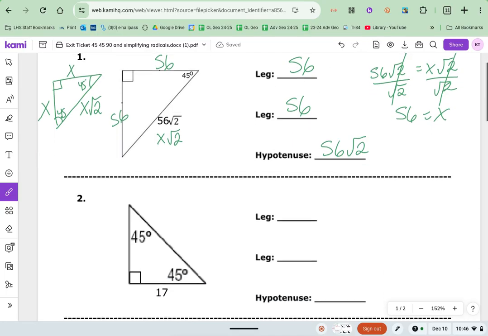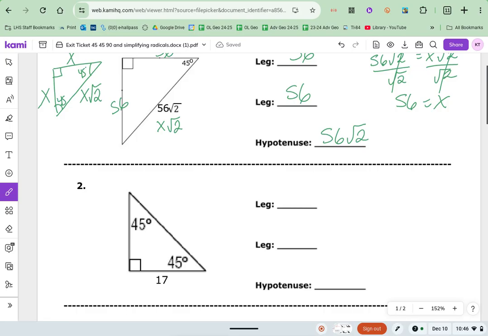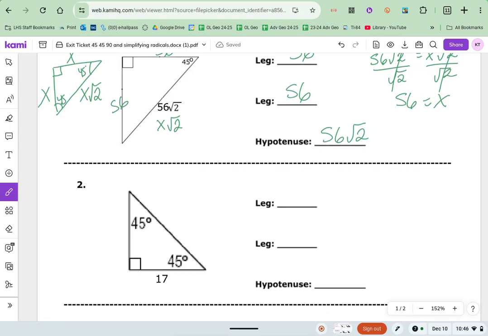All right, so here's another example on number 2. This one we're given a leg. Our leg is always our x. So the other leg is also going to be 17 because the legs are always the same. And then the hypotenuse is x, or your leg, times the square root of 2. Since x was 17, this is 17 root 2. So our sides were 17, 17, and 17 root 2.